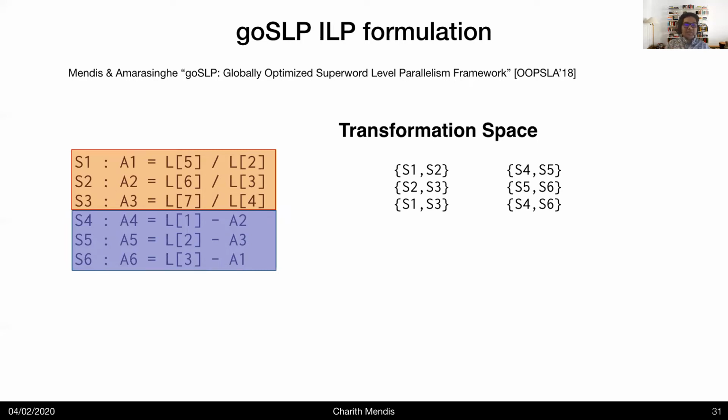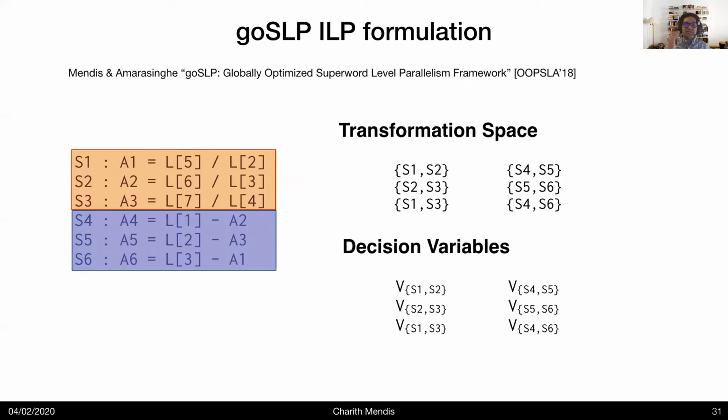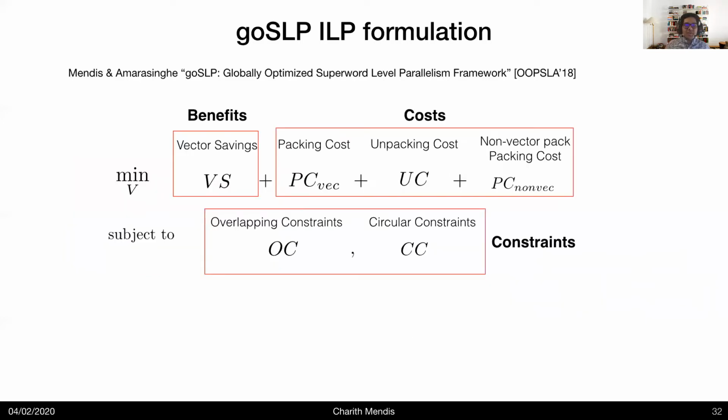Again, I will take the same example I took before, and this is the transformation space for this particular code snippet. Once the compiler has enumerated the transformation space, you can create decision variables for each and every opportunity for statement packing. These decision variables are Boolean, signifying whether you pack the statements or not. Once you have these variables, you can encode the costs and benefits of vectorization as a linear combination of them and solve it subject to certain constraints.